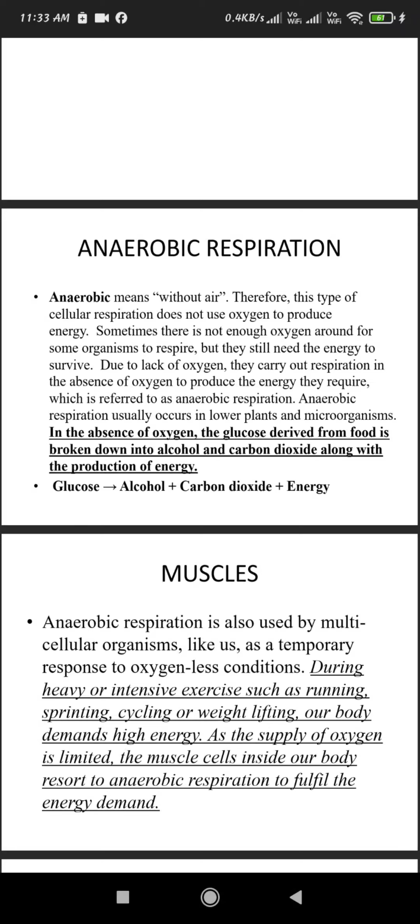Sometimes there is not enough oxygen around for some organisms to respire, but they still need energy to survive. Due to lack of oxygen, they carry out respiration in the absence of oxygen. Means at some time they are not getting oxygen, so they respire in absence of oxygen, and when they respire in absence of oxygen, instead of producing only carbon dioxide, water and energy, they produce another product that is known as alcohol. So the main thing is that during anaerobic respiration, the end product is alcohol, in yeast and in bacteria.